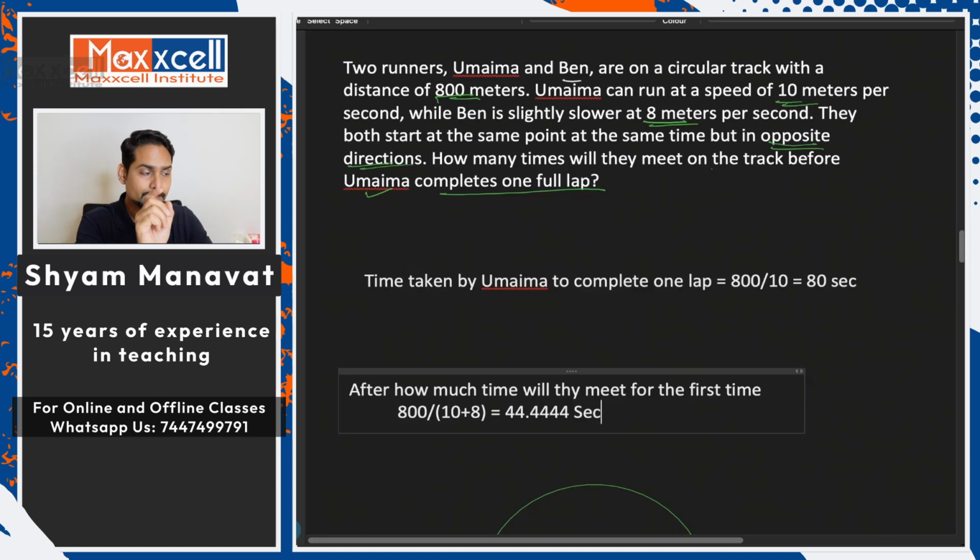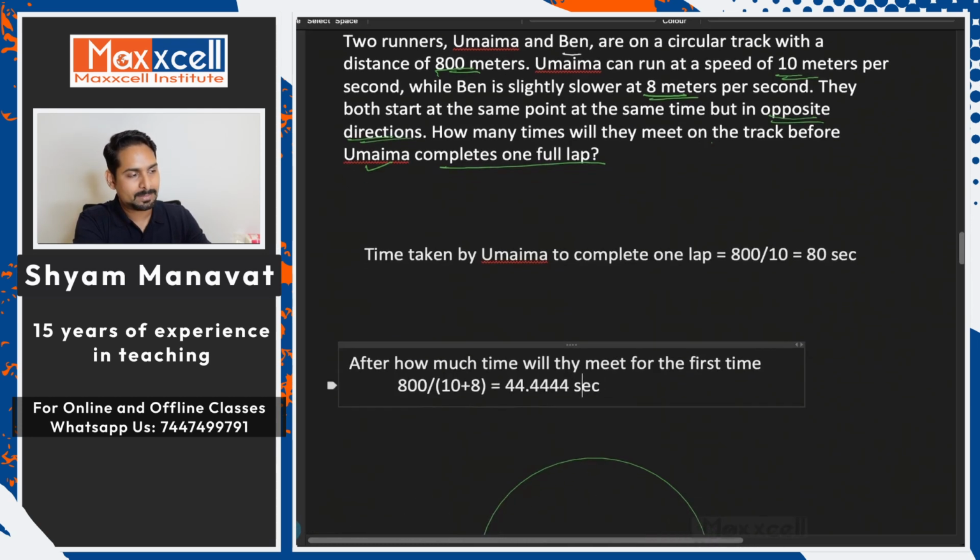The number of times they meet cannot be in decimal. The number of times you meet anyone cannot be in decimal. Like you met your friend only 2.5 times. No, that's not possible, right? It has to be in natural number form, correct? So hold on, let's see how we handle this. The point I'm trying to make here is, if they keep running, they are going to meet after every 44.44 seconds.